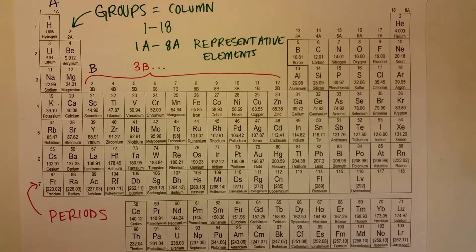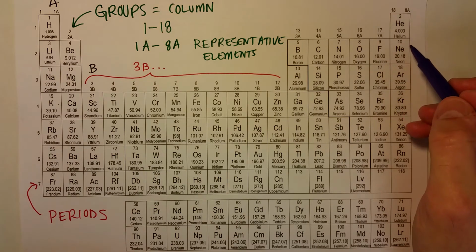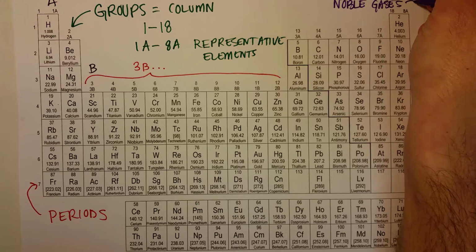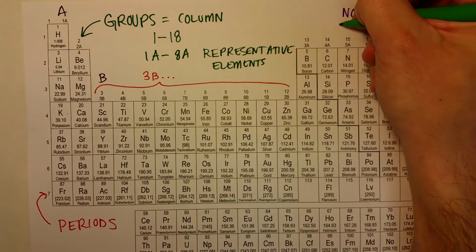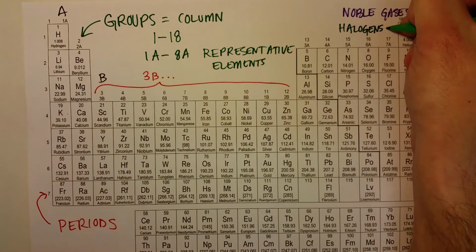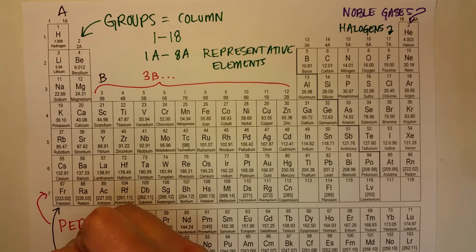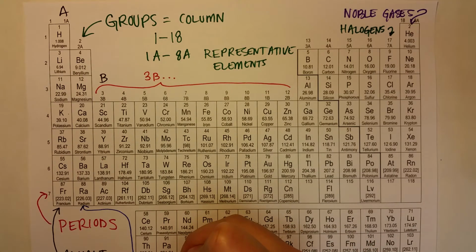Additionally, some groups have very specific names. The elements in group 18, or 8A, are known as the noble gases. That is because they are very inert, as we said when we talked about helium, neon, and argon. Group 17 are known as the halogens. Group 1, or 1A, are known as the alkali metals. And group 2, or 2A, are the alkaline earth metals.